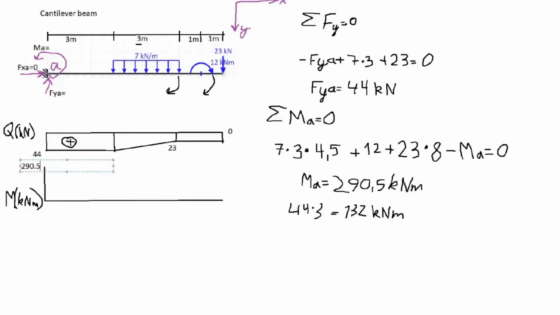And since when we integrate something the line changes, horizontal lines change to linear lines. So 290.5 minus 132 kilonewton meters is equal to 158.5 kilonewton meters.